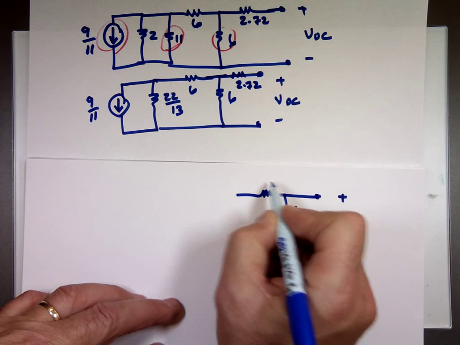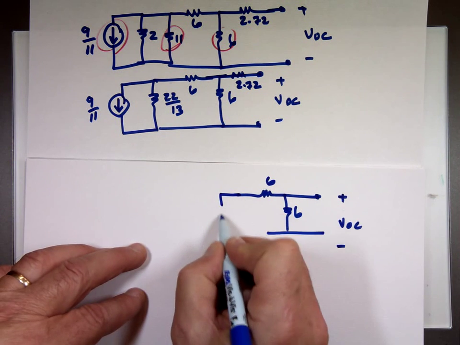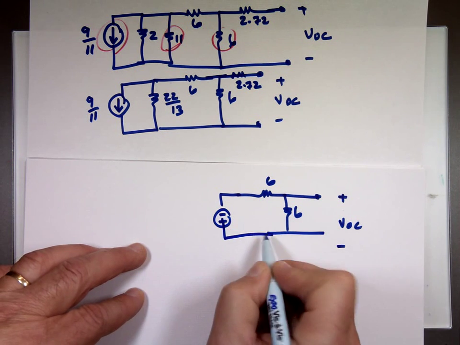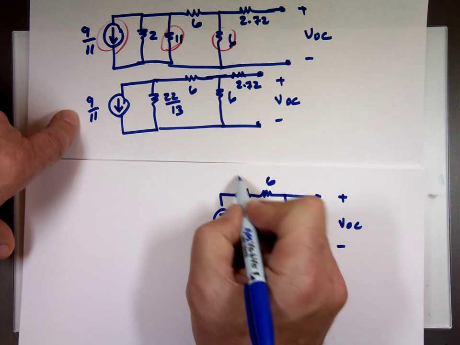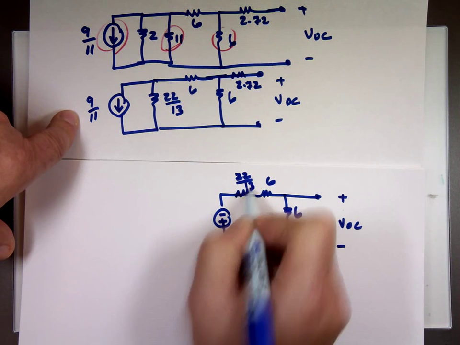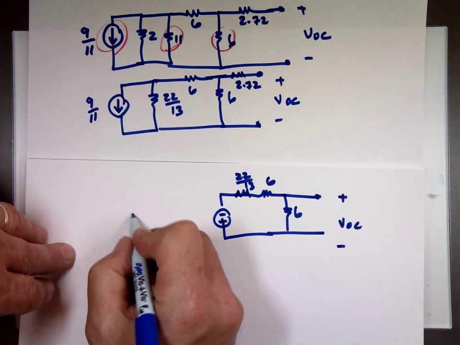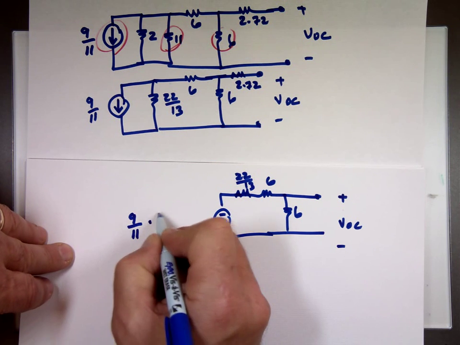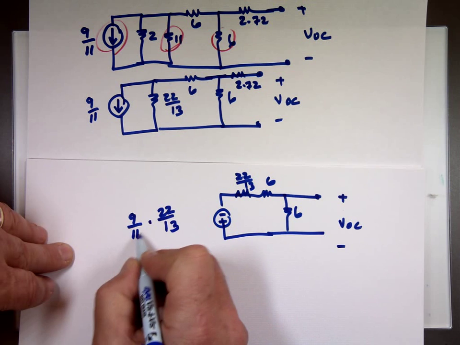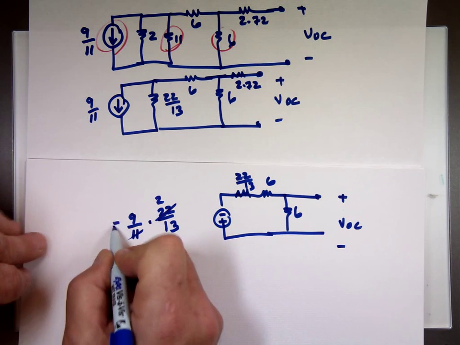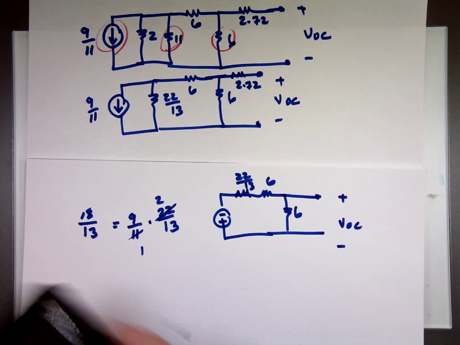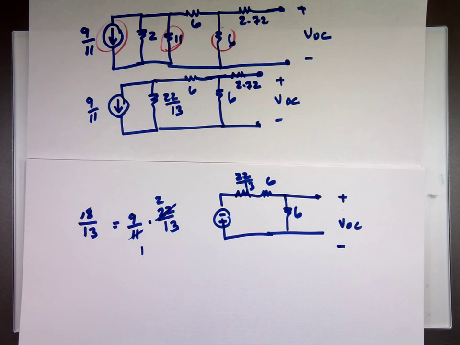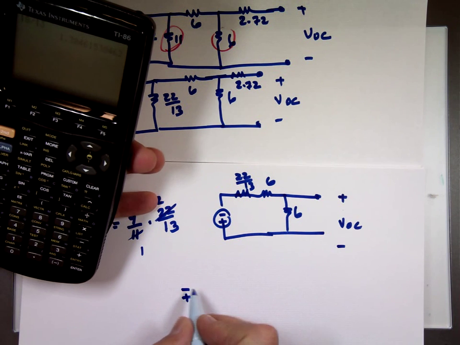And if you want to do source transformation again, you can do source transformation. And the value for the source will be, oh, I forgot to put what here? 22 over 13. And the value of that source will be what? 9 over 11 times 22 over 13. By 11, this is 2. 2 times 9, that's 18 over 13. Maybe I'll use a calculator for these numbers. 18 divided by 13. So I have a voltage source of a value of 1.38.